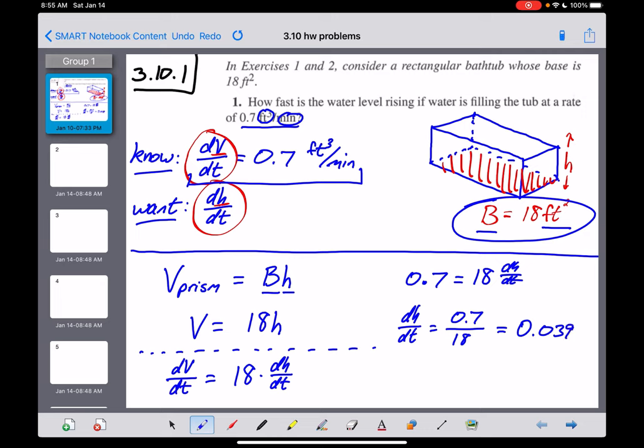Units right there, real quick, that 0.7 we knew was in cubic feet per minute. The 18 was in square feet. That was the area right here. So 3 of these feet cancel out with 2 of these feet, and that leaves us an answer that hopefully makes sense. Feet per minute is the rate at which that water level is rising there. So 0.039 is our answer for number 1.